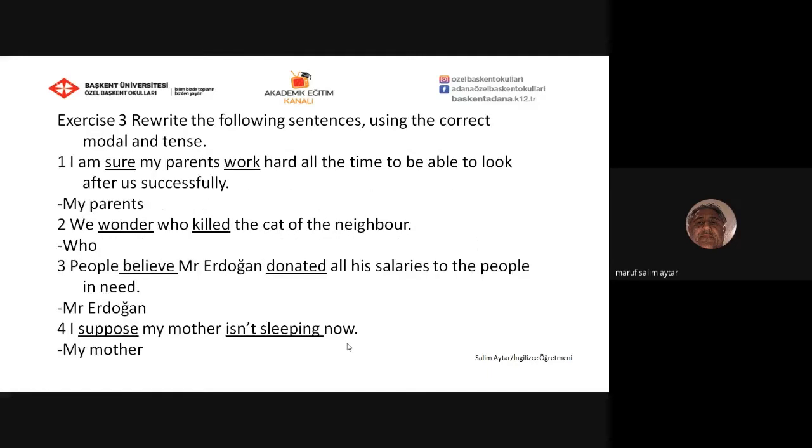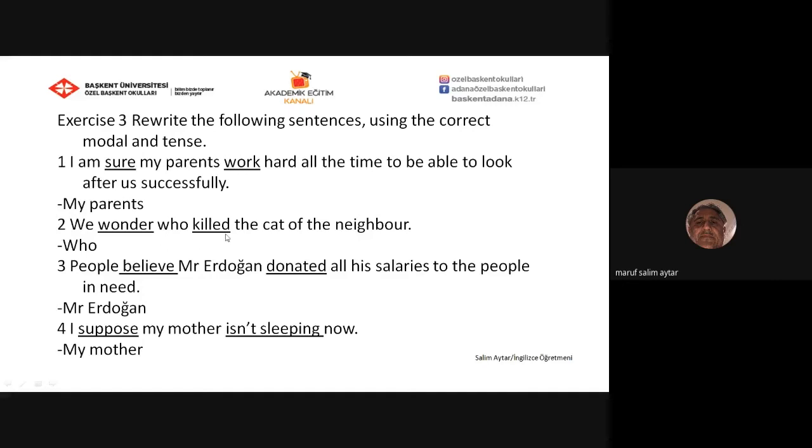Exercise number 3. It is again about deductions. Okay? Can you rewrite the following sentences using the correct modal and tense? It says, I'm sure my parents work hard all the time to be able to look after us successfully. Strong deduction. Can you see it? And it is a present simple deduction.